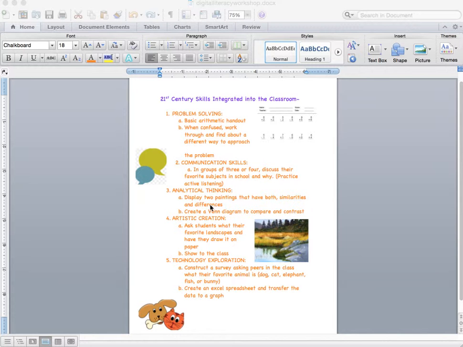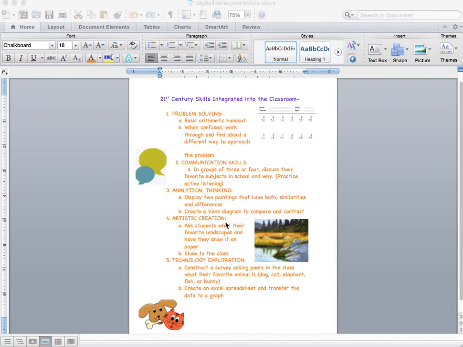And then for analytical thinking, I would display 2 images of paintings, of sculptures, of something artistic, and they would have both similarities and differences. And then I would ask my students to create a Venn diagram to compare and contrast the 2 images that I were to show. And this is a good way to get their brains stimulated and thinking in a more artistic and creative way.